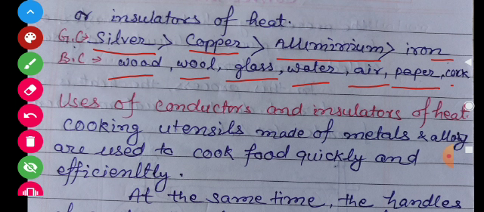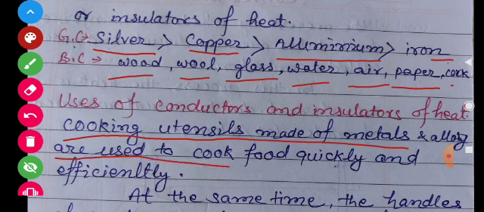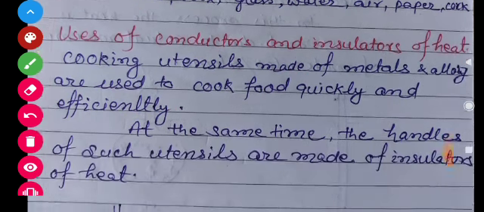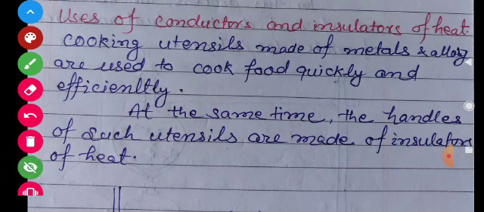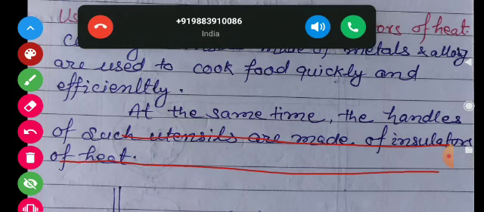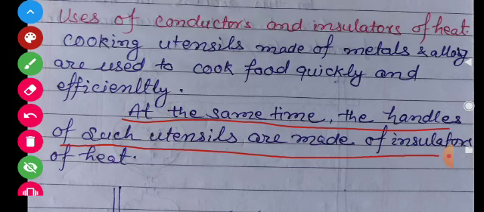Uses of conductors and insulators of heat. You can see at home many cooking utensils made of metals and alloys are used to cook food quickly and efficiently, and at the same time the handles of such utensils are made of insulators of heat.